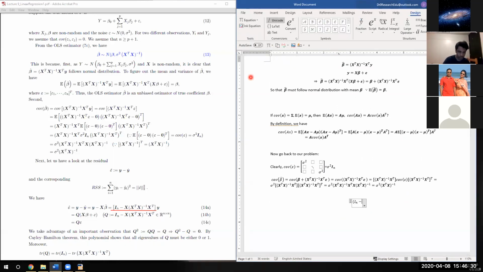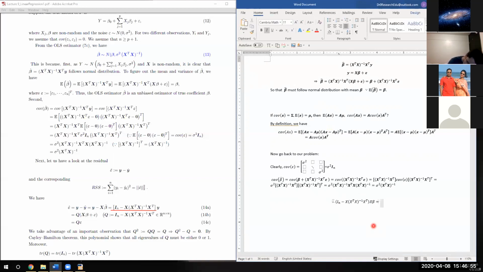I minus X (X^T X) inverse X^T, and this times X beta, right? First of all this can be canceled, and this times, actually it's already there. That's so simple. And this equals X beta minus X beta, which equals 0. Okay. Any questions about it here?